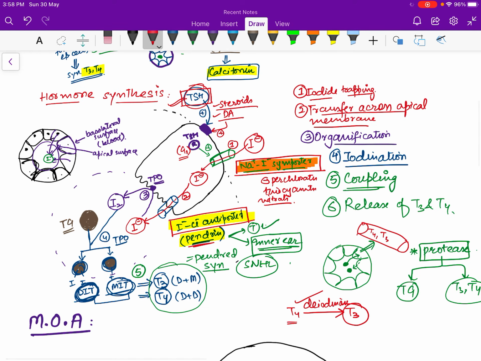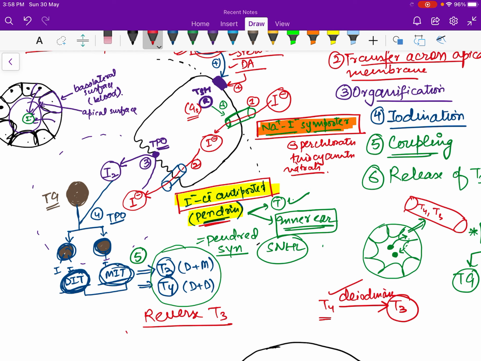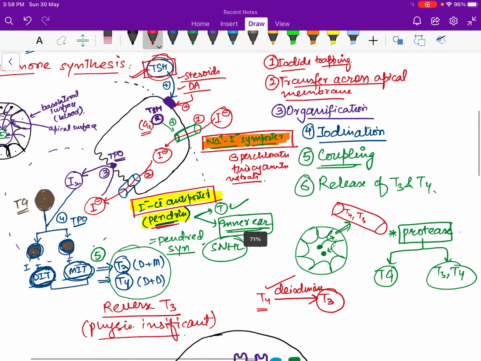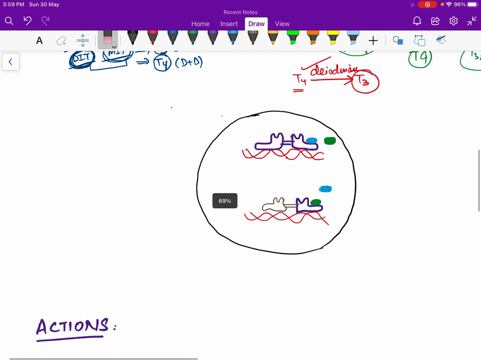Another important point: sometimes diiodotyrosine and monoiodotyrosine can combine and form another molecule called reverse T3. Reverse T3 is physiologically insignificant because it's formed in very small amounts. So this is the whole process of formation of thyroid hormones and their release. Now let's try to understand the mechanism of action of thyroid hormones.